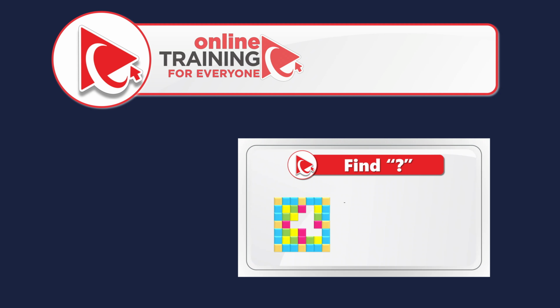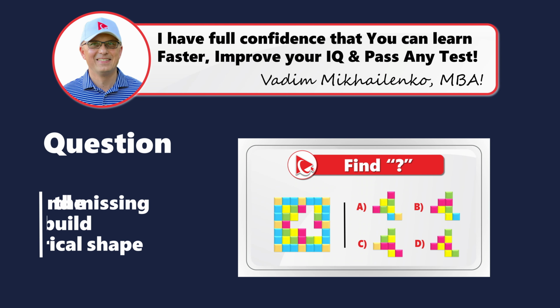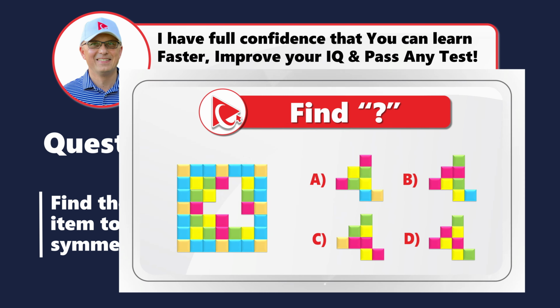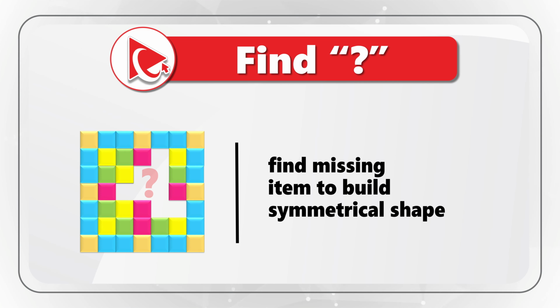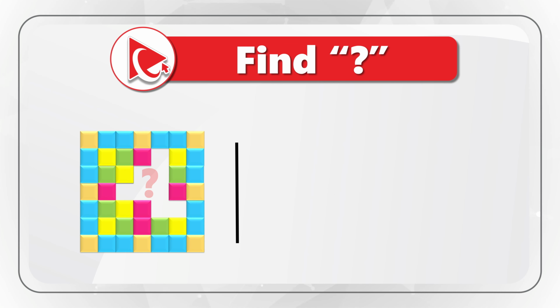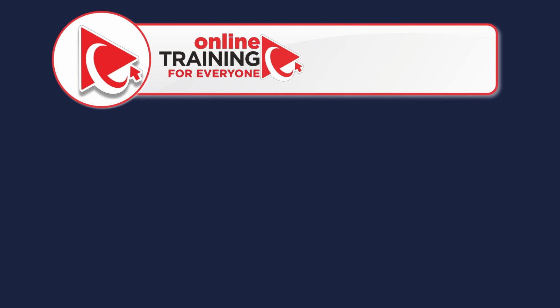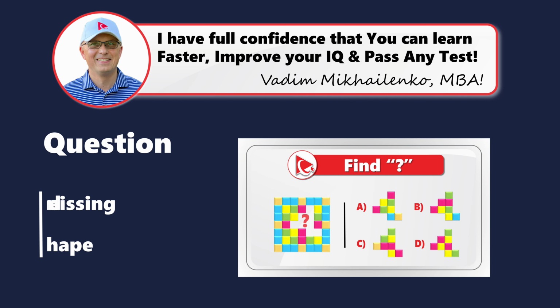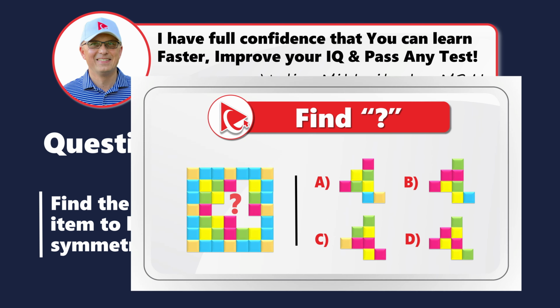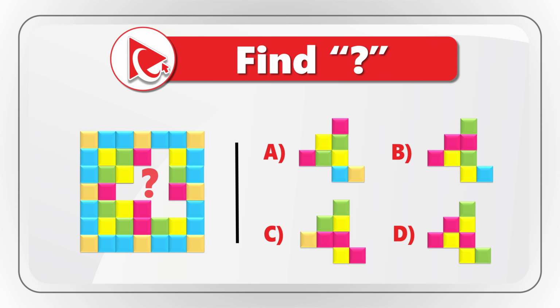Here's a very interesting question to test your spatial reasoning skills. You need to find the missing item, question mark, to build a symmetrical shape. And you're presented with a square that has a gap inside and 4 possible choices. Choices A, B, C, and D. Take a close look to see if you can select the right answer. Ready or not, I am moving forward to share with you my version of the answer. And if you have a better way to solve it, please make sure to post in comments.